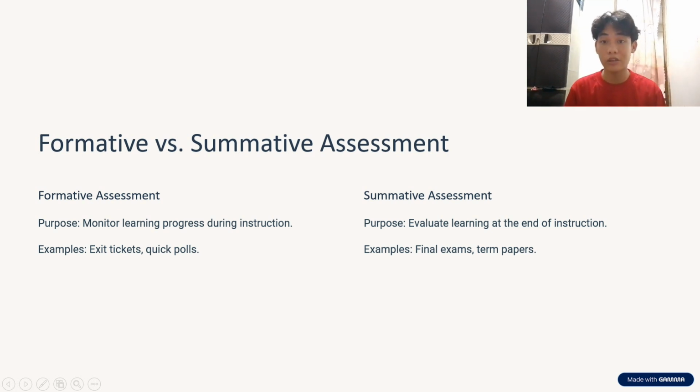Like in mid-lecture, ask how many feel confident about solving this equation. Then raise hands to tell you whether to move forward or spend more time on practice. Use formative data to design your summative assessment. If exit tickets show students struggling with application problems, then include more application questions on the final exam.